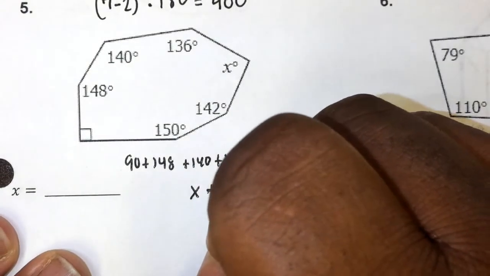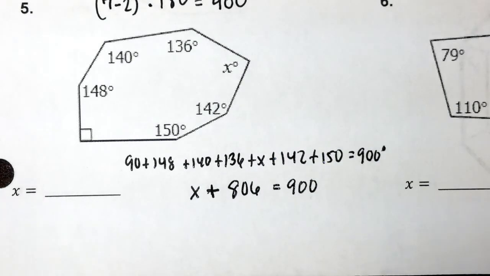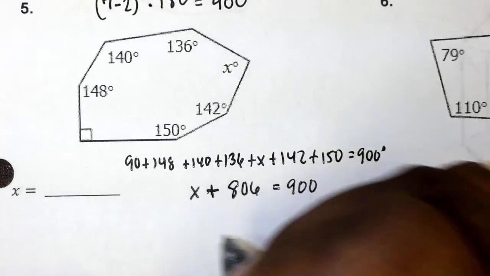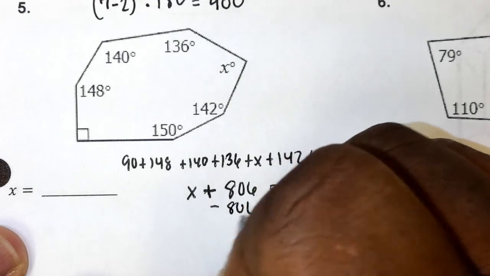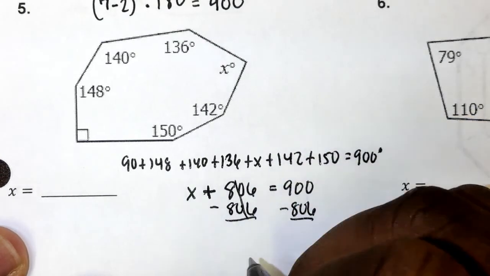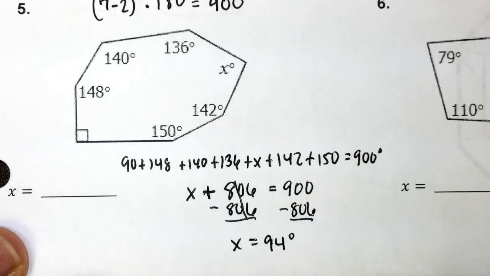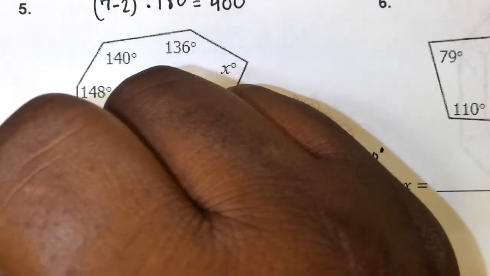$806 equals 900. And then once you get to that point, you just subtract the 806. X equals 94. So x equals 94 degrees.